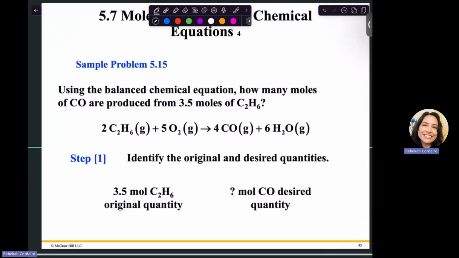If we start with 3.5 moles of C2H6, can you find the mole ratios and figure out how to get some moles of CO? So we're looking from this one to this one. So pause the video and see if you can work that out.